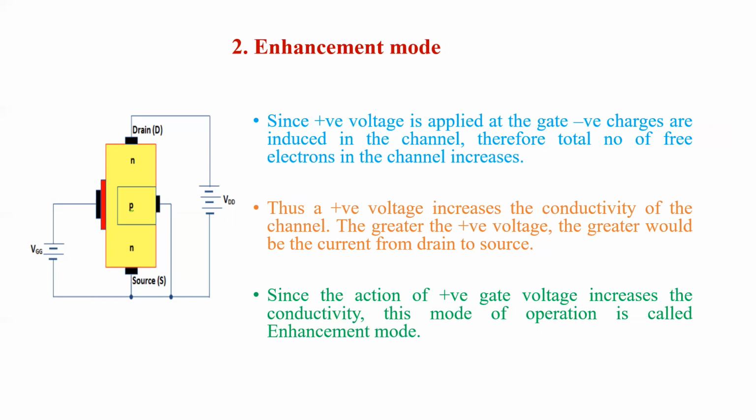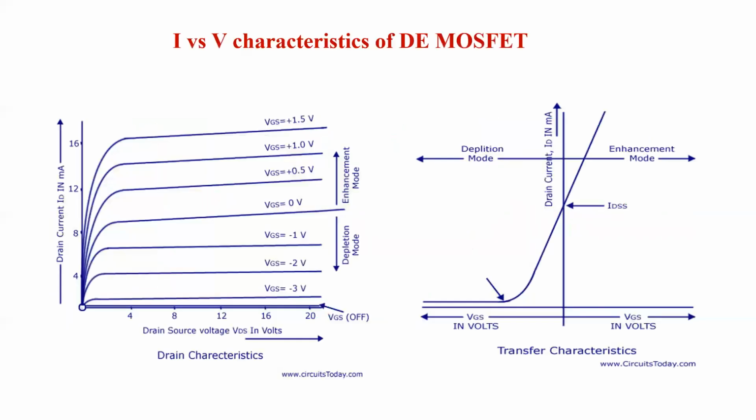So by controlling the voltage between gate and source, we are controlling the current through drain and source. That is why MOSFET is called a voltage controlled device, because we are modifying the voltage to control the current. So it is a voltage controlled device. Hence, when we apply the positive voltage, it increases the conductivity. Therefore, this mode of operation is called enhancement mode because it is enhancing.